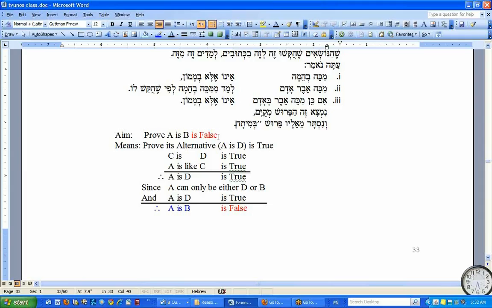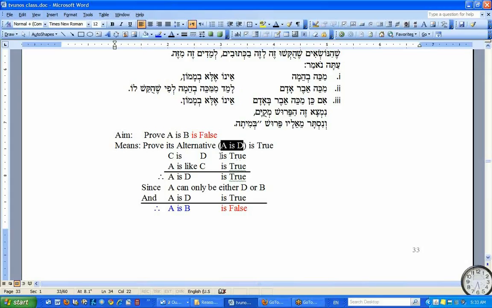Okay, so here again I just did it mathematically. You wanted to prove A is B is false, B in this case being misa mamash. So you did that through showing that the result of a hekesh is A is D. That no, it's not that he pays by direct taking out his eye, but through money compensation. So you showed that an alternative to A is B is true, which is A is D. And we did it through a mamatzino.